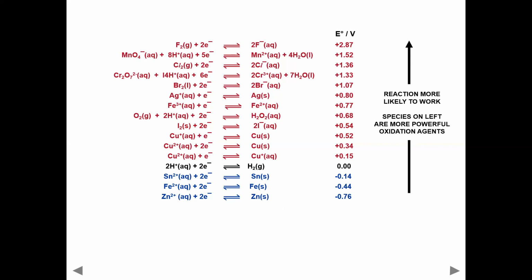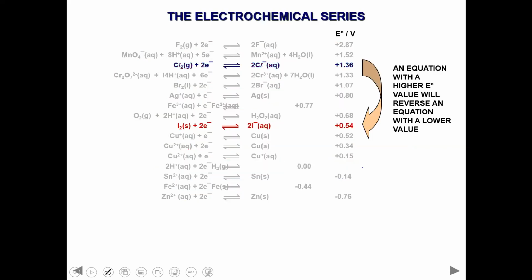You can see electrons are being gained. When you go below 0, look at this position. Hydrogen. Look at this position, hydrogen. And it is at 0. When you go below 0, the potential is negative, and then you can check further. An equation with higher E° value will reverse an equation with a lower value. It means in this case, chlorine can replace iodine from a solution. Chlorine is more electronegative than iodine.